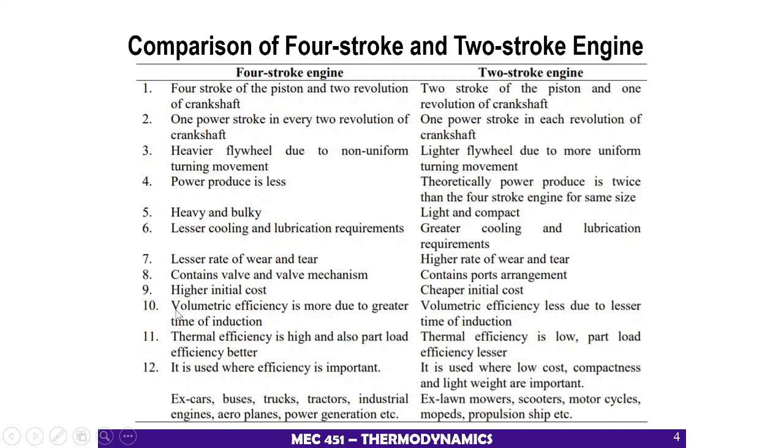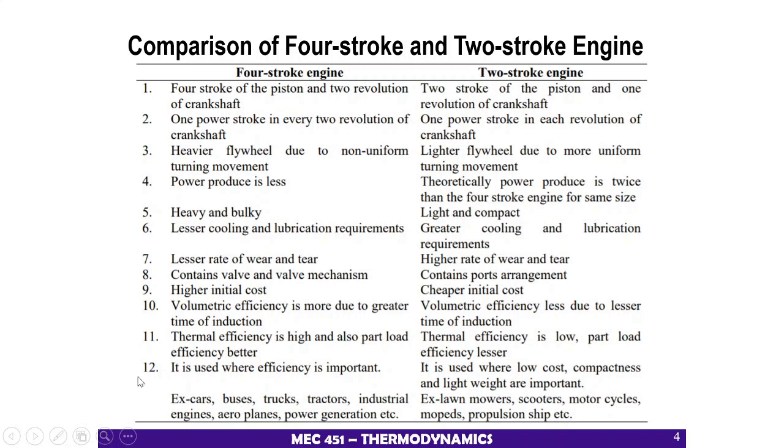Okay, so number 10, volumetric efficiency is more due to greater time of induction, while for a 2-stroke engine, volumetric efficiency is less due to lesser time of induction. So number 11, thermal efficiency is high because it consists of intake valve and exhaust valve. But for a 2-stroke engine, the thermal efficiency is much lower because the port is normally open, and there are many losses inside that intake and exhaust port.